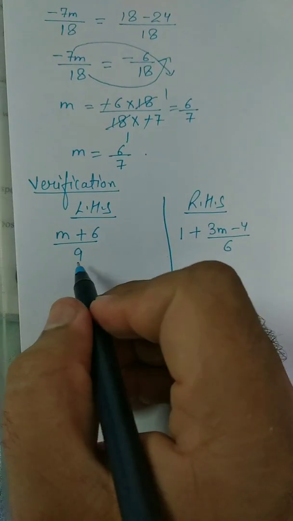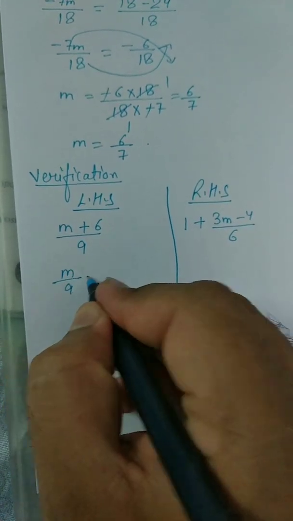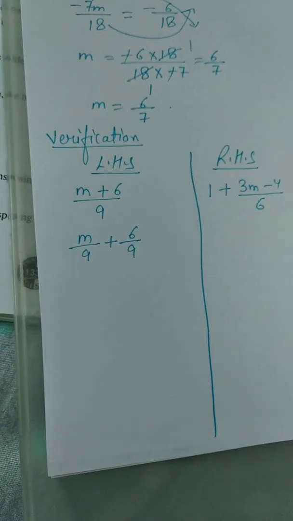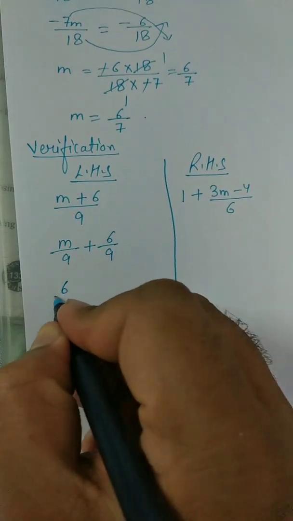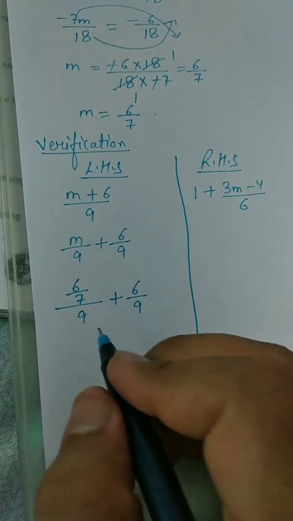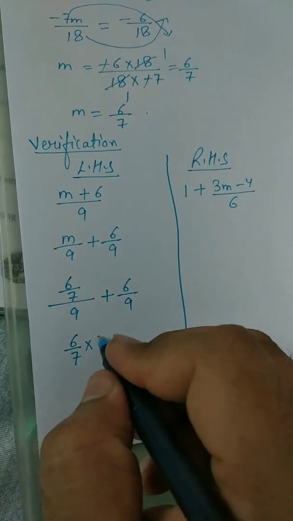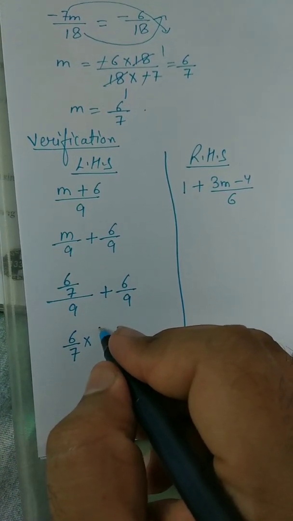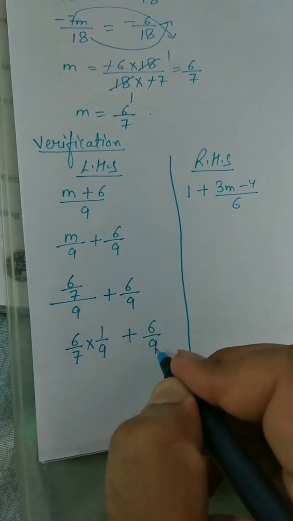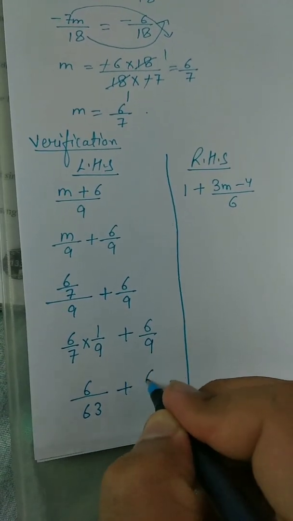m plus 6 upon 9. Right? So make them separate first. m upon 9 plus 6 upon 9. Now put the value of m. 6 upon 7 upon 9 plus 6 upon 9. Right? So 6 upon 7 multiplied by 1 upon 9 plus 6 upon 9. 6 1 is 6, 7 9 is 63, plus 6 upon 9.